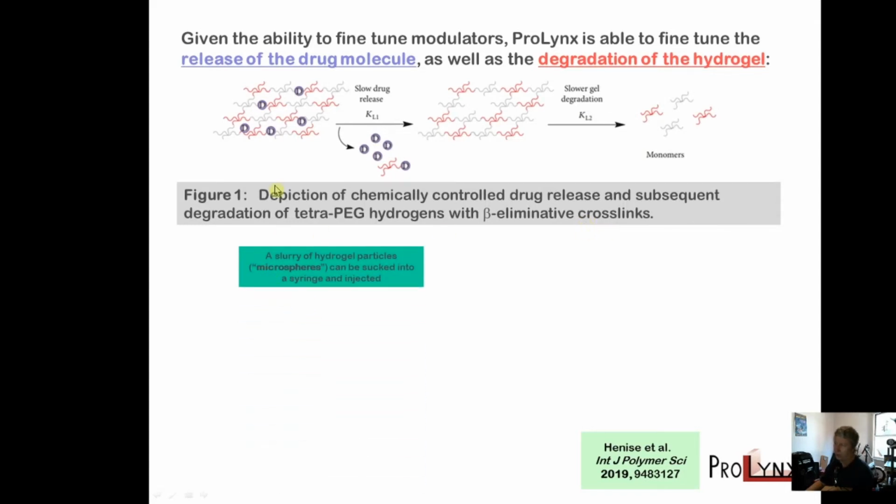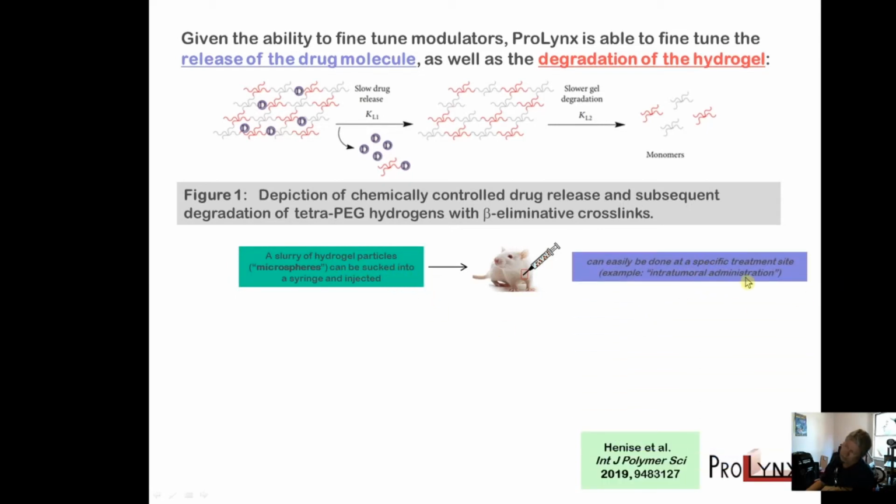The other cool thing about this is when we think about how we use this clinically, you generate a slurry of hydrogel particles, and they form little microspheres, little spherical particles, and they can be sucked into a syringe and injected. So you can imagine, for a mouse or a human, you create these little spheres, and they can be pulled into a hypodermic needle. That's important if you want to inject them. It can't be a huge needle, it depends on the gauge. If it's a really painful needle, that's a problem. But generally speaking, these things can be injected.